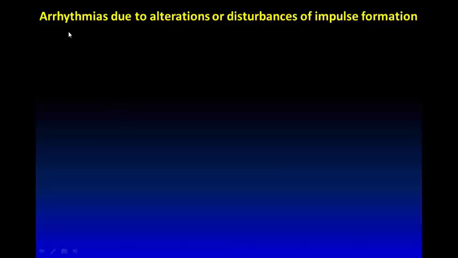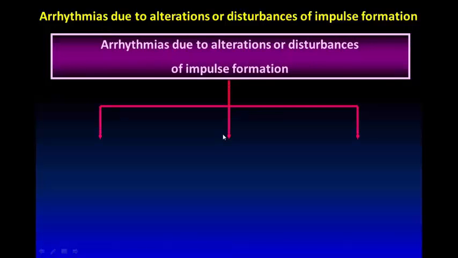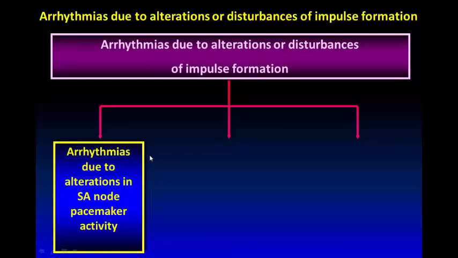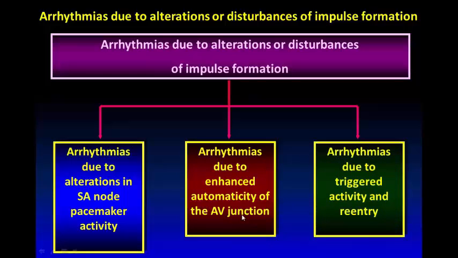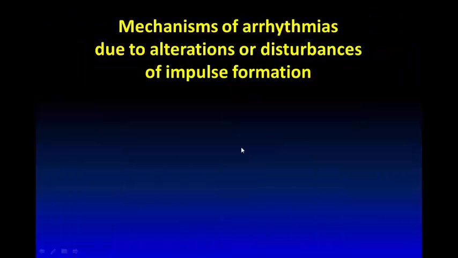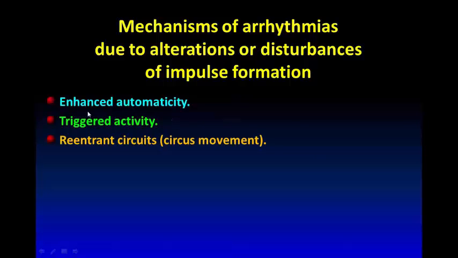Let's begin with the arrhythmias which are due to alterations or disturbances of impulse formation. These arrhythmias are further subclassified into arrhythmias due to alterations in the SA node pacemaker activity, arrhythmias due to enhanced automaticity of the AV junctional tissue, and arrhythmias due to triggered activity and re-entry. Thus, the mechanisms of arrhythmias due to alterations or disturbances of impulse formation include enhanced automaticity, triggered activity, and reentrant circuits, which are also known physiologically as circus movements.